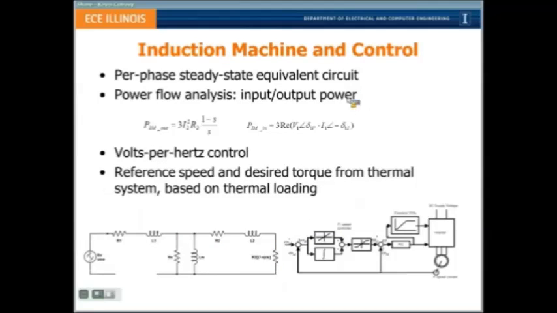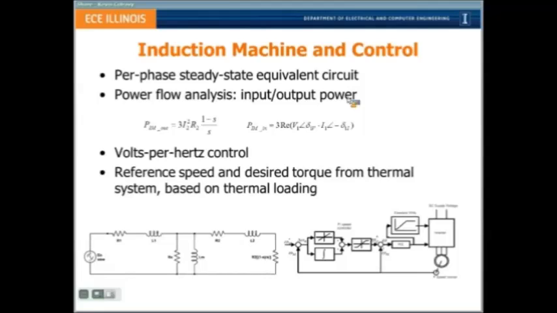Everything is steady state, so we are interested in this steady state induction machine circuit. Just do power analysis, pretty simple. And it's controlled by volts per hertz control, or scalar control. This is the control unit. It's not that complicated either, because we don't really care about precise control, and precise controls also slow down the speed. We take reference speed and desired torque from the thermal system, put in the output power, do all the current and voltage analysis, and find the input power.